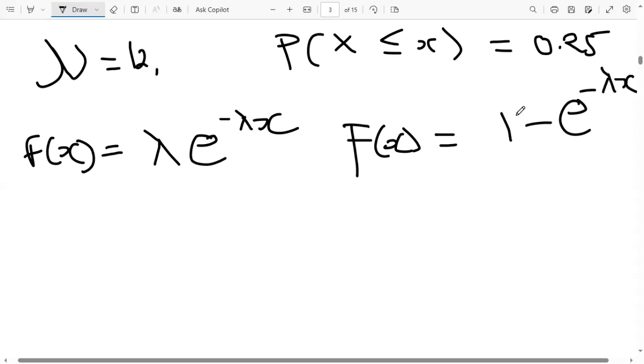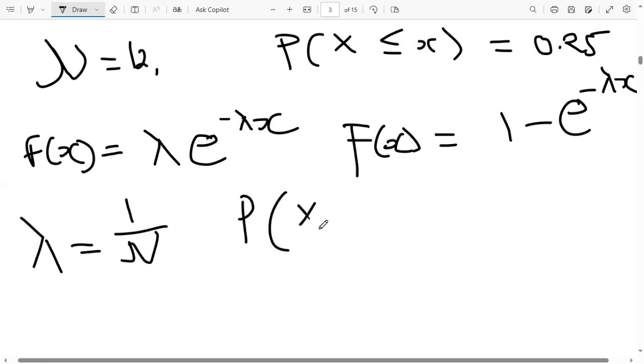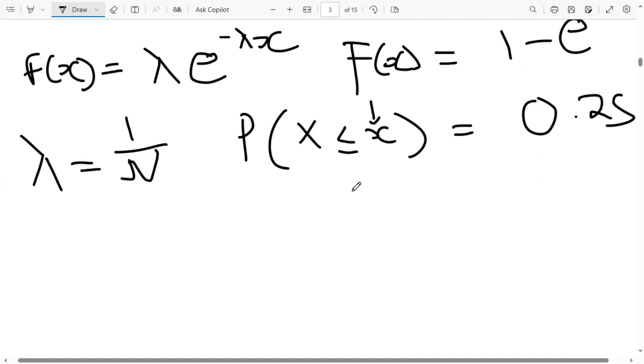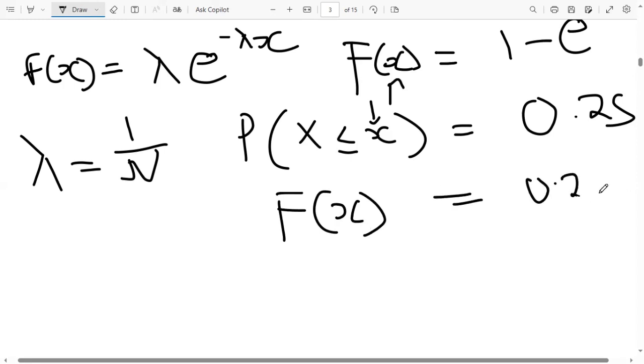Now how do we find this lambda here? Lambda is equal to 1 over the mu. So the mu here is 12. We've been given that the probability of the big X being less than or equal to the smaller x is equal to 0.25. Now they want us to find this x here, which is the maximum value. How are we going to do it? We know that this is the same as this f of x. So we're going to say f of x is equal to 0.25.